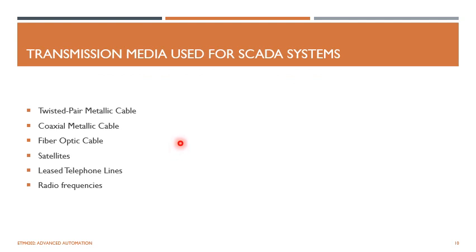SCADA systems use different kinds of methods for transmitting the data from one machine or PLC to a SCADA host software. So the transmission modes could be Ethernet, radio waves, GSM, or rented telephone lines. The transmission media could be twisted bare metallic cable, coaxial cable, fiber optics, satellite communication with telephone lines, or radio frequencies, which could be guided and unguided media.